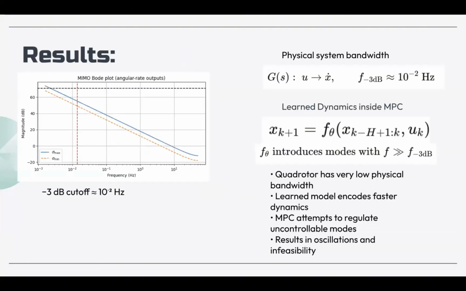However, when we deployed the learned models in MPC, we noticed that closed-loop performance degrades. The key issue is a mismatch between the learned dynamics and the physical bandwidth of the quadrotor. As shown on the left in the frequency domain plot, the hover-linearized system has extremely low control bandwidth, with a -3 dB cutoff on the order of 10^-2 hertz. The learned model implicitly introduces faster latent dynamics through history augmentation, and MPC attempts to regulate these modes even though the system cannot physically actuate them. This results in oscillatory behavior and solver infeasibility despite accurate open-loop prediction.